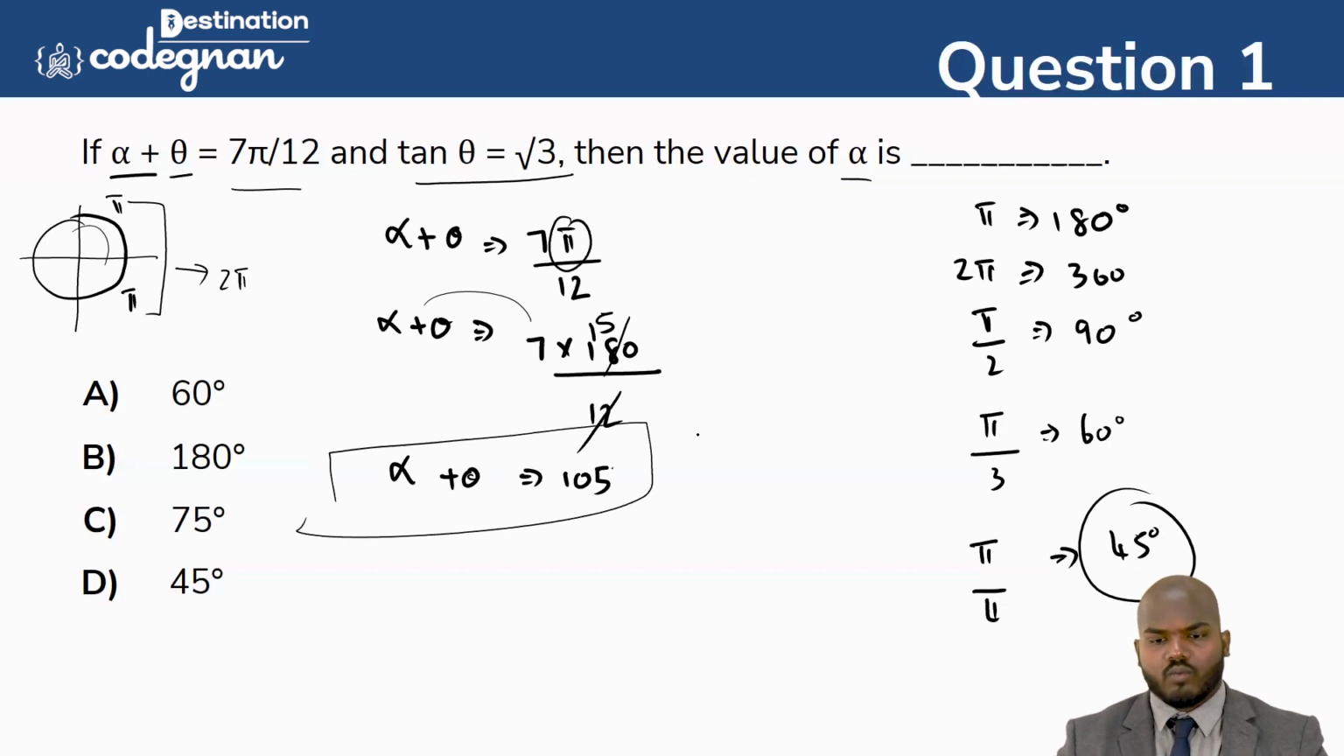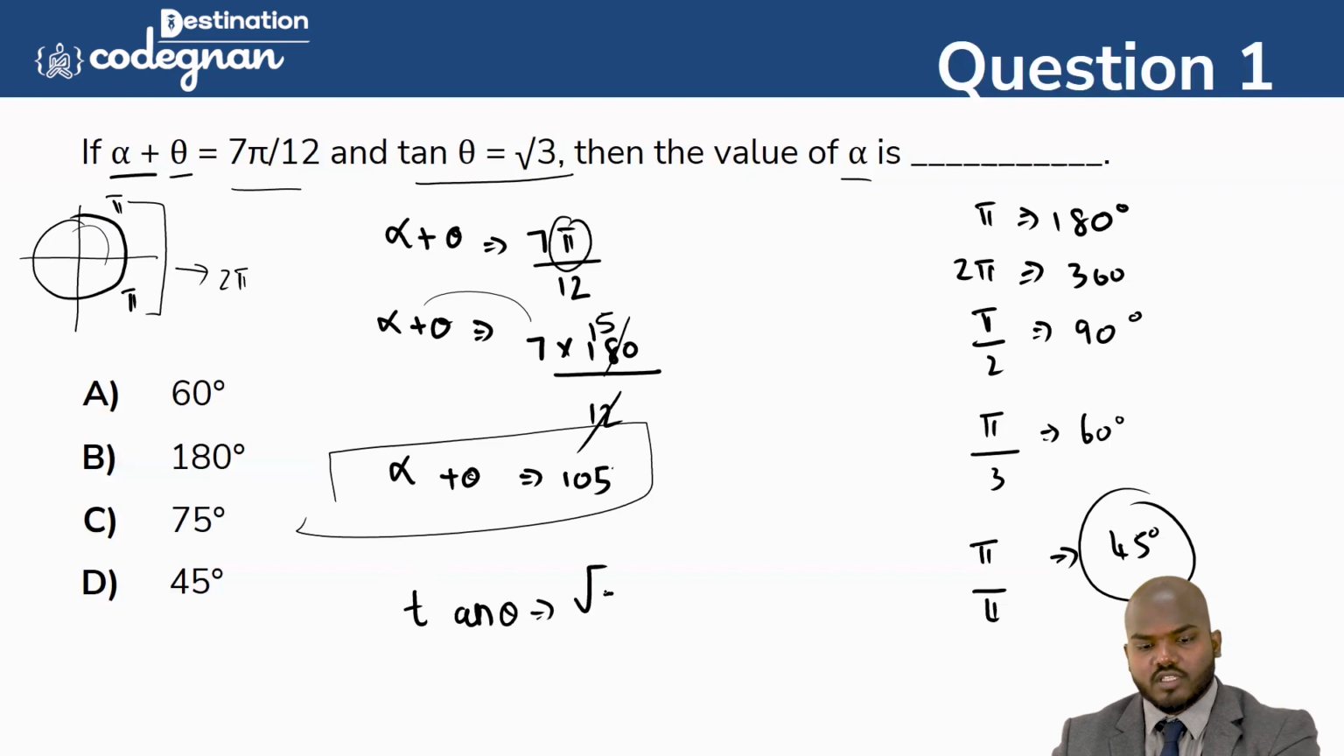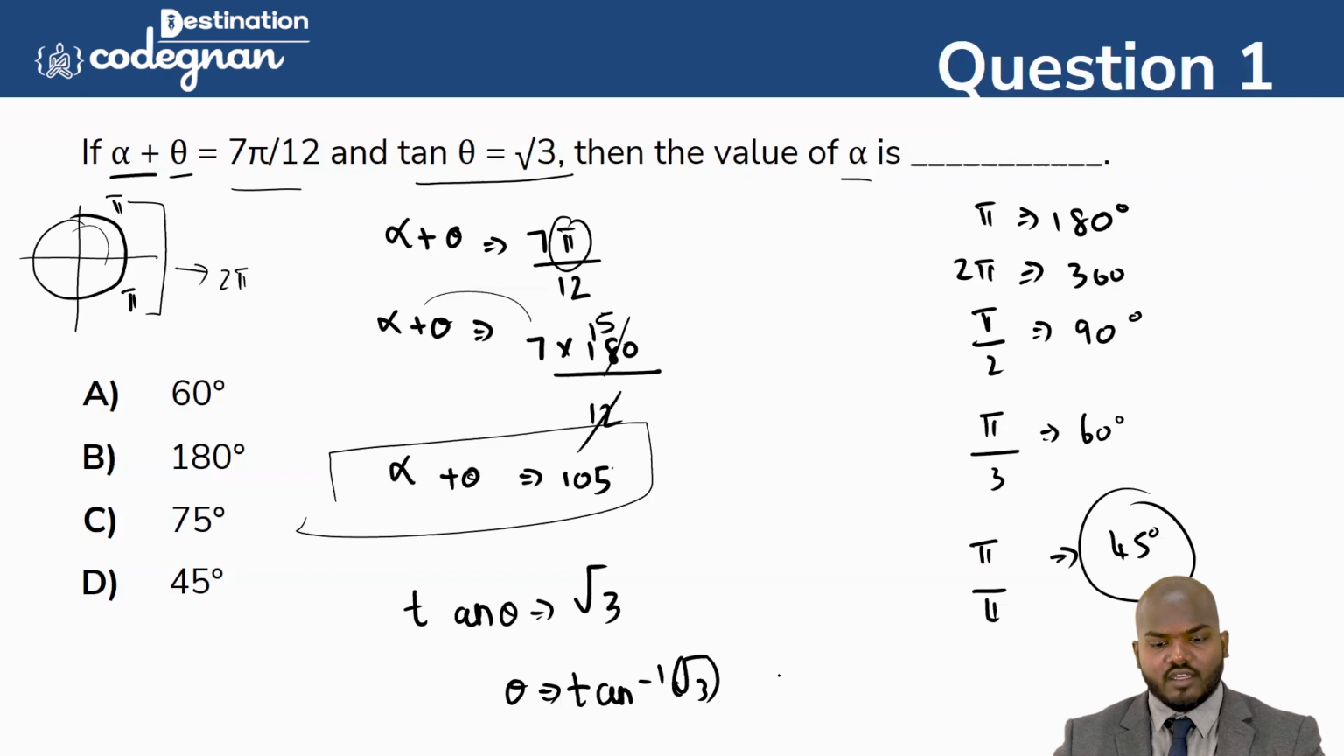I have simplified it. Now they are giving one more data, that is tan theta. Tan theta is equal to root 3. I just want to tell you, please revise the trigonometry table values. I'll show you in the next class, that will be clearly indicated, make sure you follow that. So tan theta is root 3, then theta is equal to tan inverse of root 3. The tan value root 3 gives you the angle of 60 degree. Now I have got the value of 60 degree.